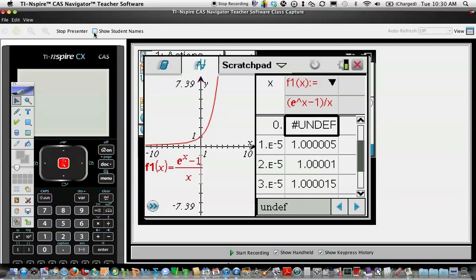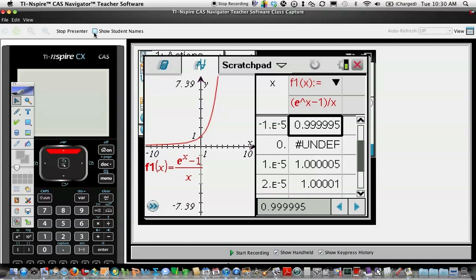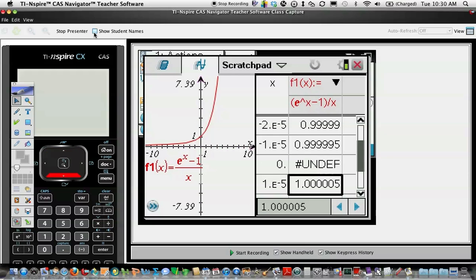Okay, and let's arrow up. And what does that limit seem to be? It seems to be 1. And sure enough, that's going to come out to be e to the x. Okay? So, the derivative, we've proven it the long way. The derivative of e to the x is e to the x.